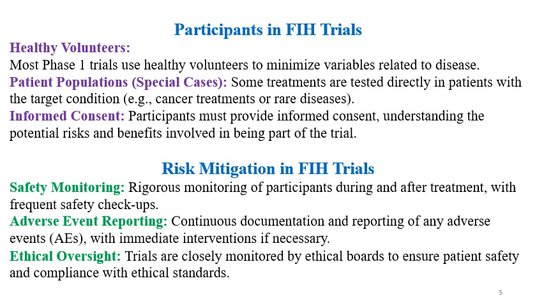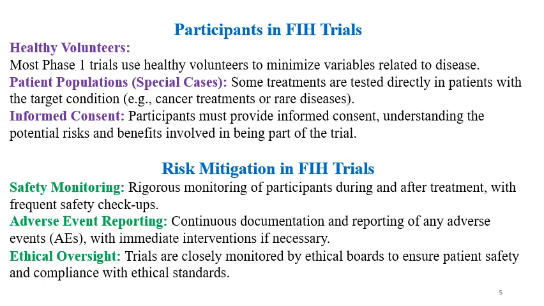Participants may be healthy volunteers or a special population, depending on the drug indication. Most phase 1 trials involve healthy volunteers to minimize variables related to the disease. Patient populations like specific cases are there, such as rare diseases and cancer treatment. Informed consent: the participant must provide informed consent, understanding the potential risks and benefits of being part of this trial. So whichever person or patient is being enrolled, informed consent is required.